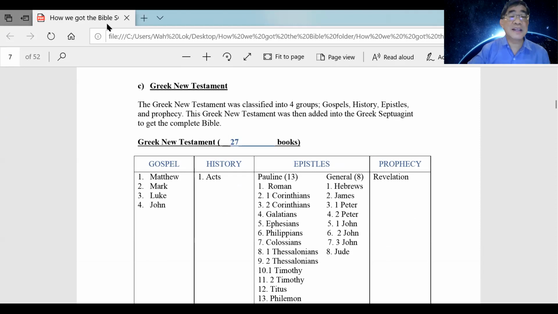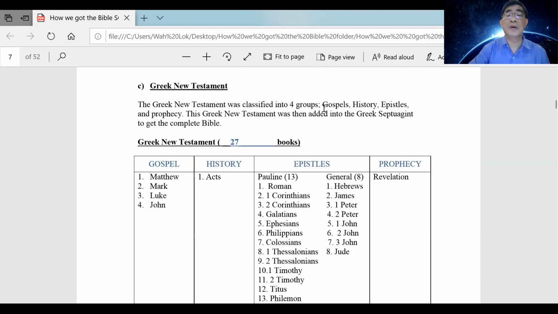Now, the Greek New Testament is originally in Greek. Because it was written in Greek, by the time the New Testament was written, the year is around 45 AD to 95 AD, about 50 years, the whole of the New Testament was written, and it is written in the Greek language, in a common Greek.